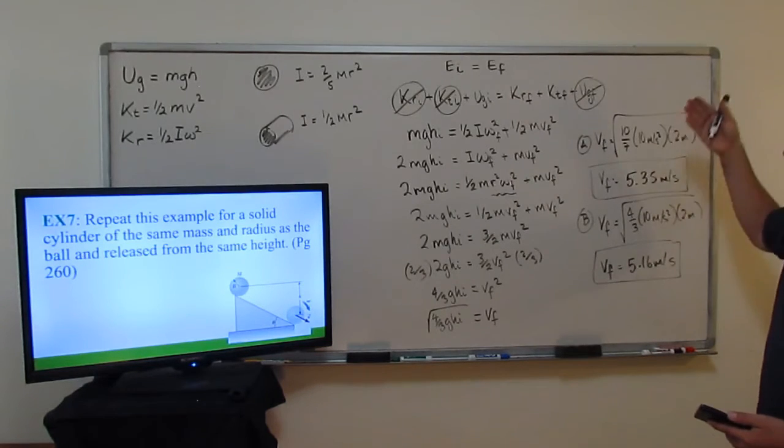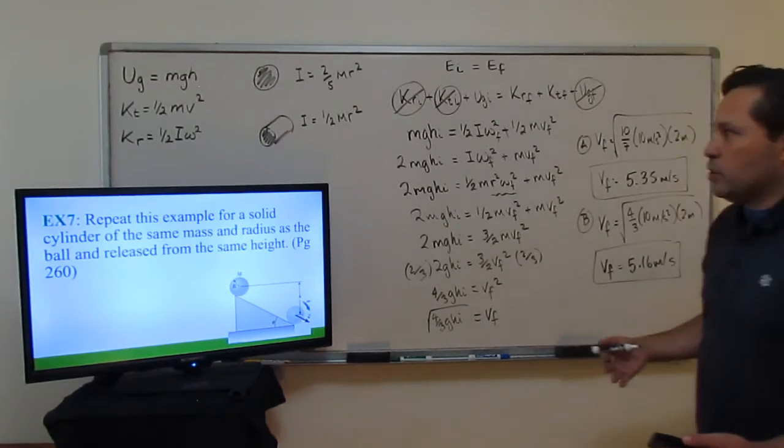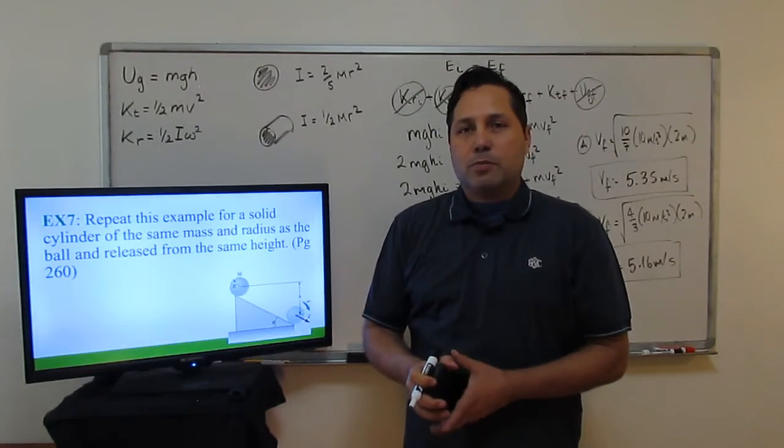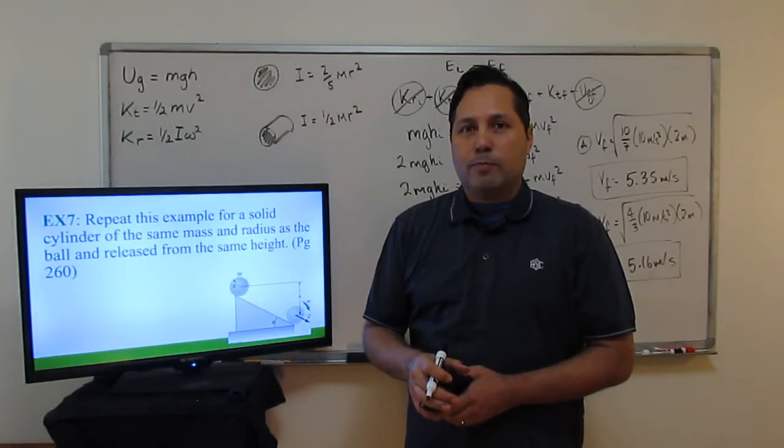Alright, so there you have it, part A and part B. We get different velocities because they have different inertias. So we get different values. Alright, that takes care of example 7, part A and B.